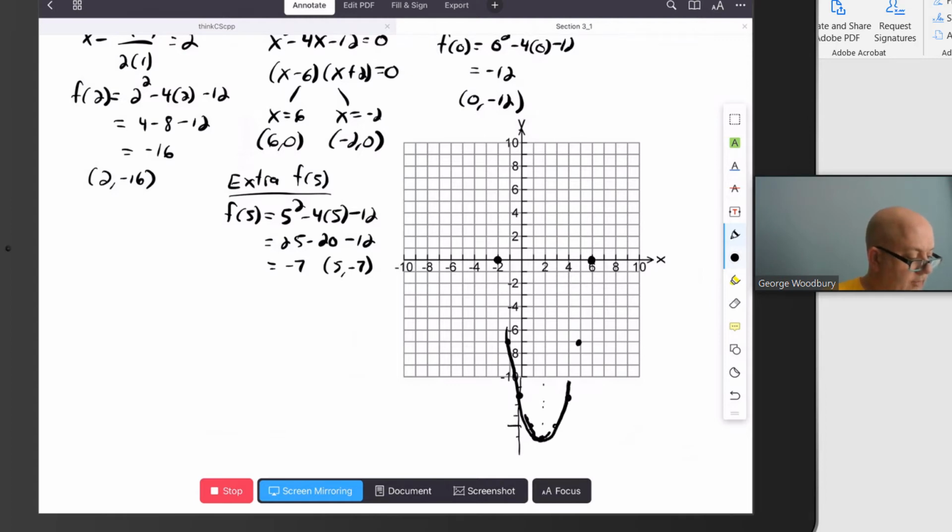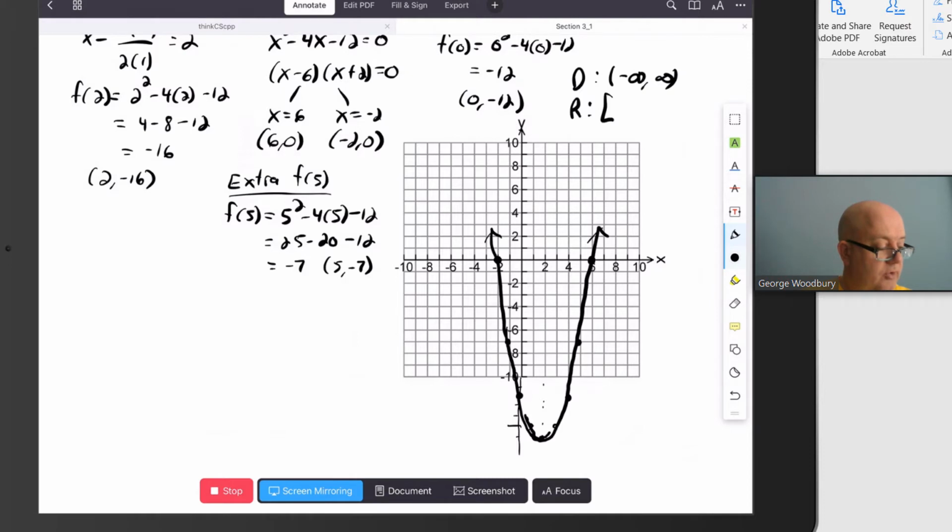Most important thing is to make sure that the bottom of that parabola is round and not V-shaped. Again, take your time with that, but there's the graph, the domain, just like the last type, all real numbers. The range, how low does it go? It went down to negative 16. How high does it go? It goes forever. So that's bracket negative 16 comma infinity.